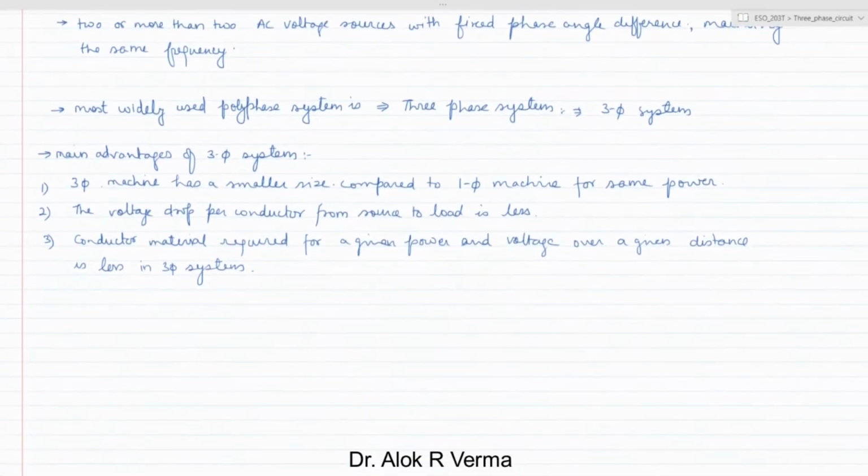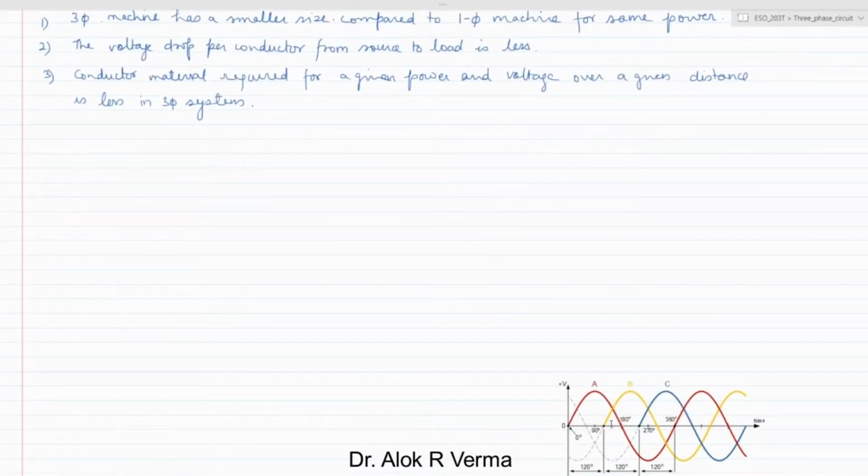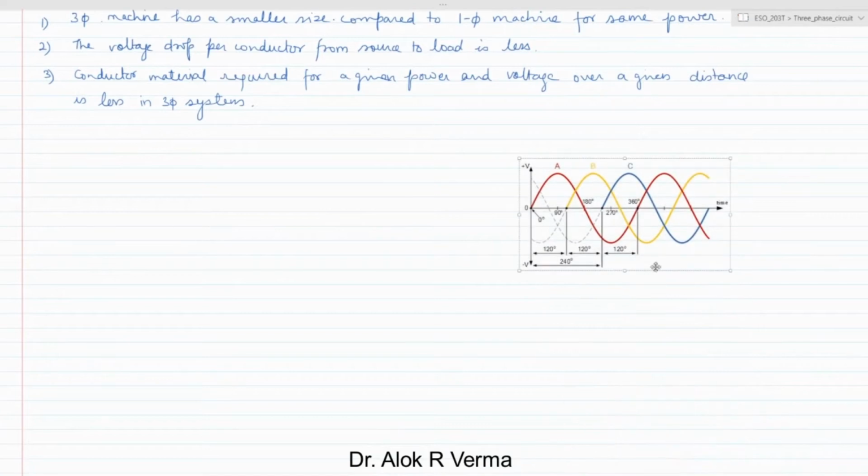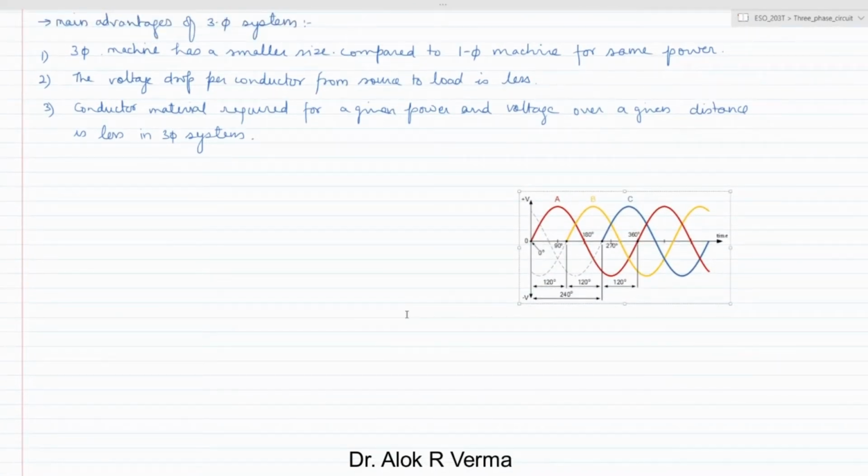Now let us see how the three-phase voltage looks. You can see the representation of a voltage where you have phase A, phase B, and phase C. This is the RYB representation: red, yellow, and blue. RYB is normally known as the phases.